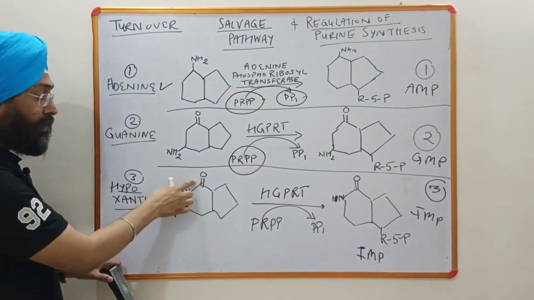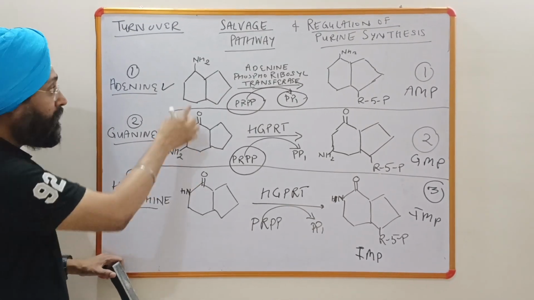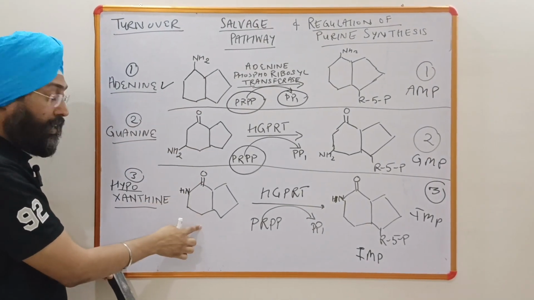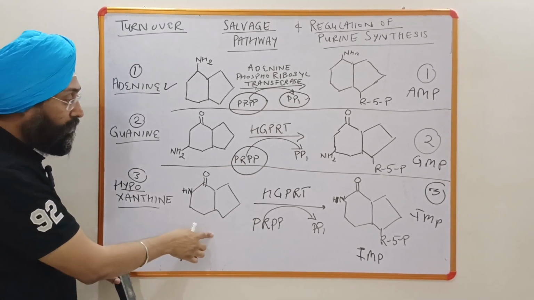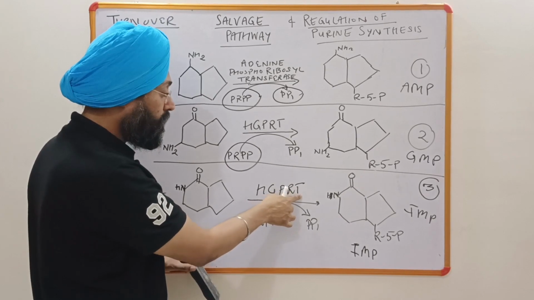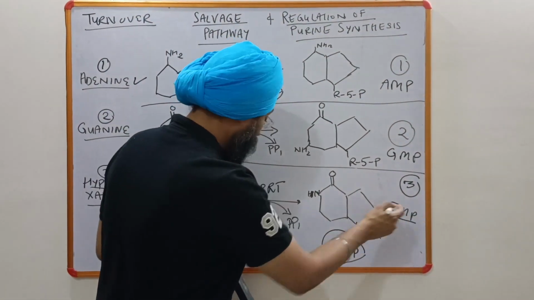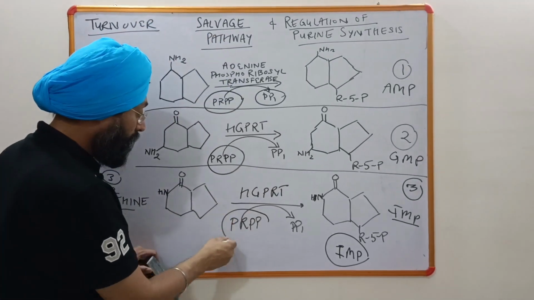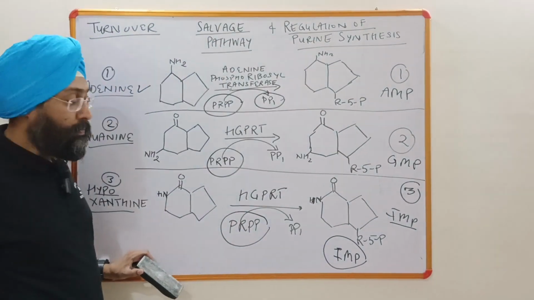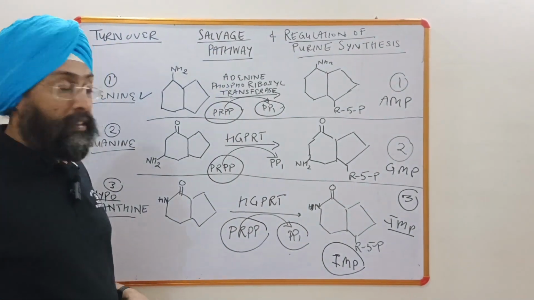Similarly, hypoxanthine is 6-oxypurine. When you replace the 6-amino with 6-oxy, you get hypoxanthine. Hypoxanthine, by the same enzyme hypoxanthine guanine phosphoribosyl transferase, will form IMP. In the same pattern we require phosphoribosyl pyrophosphate, and it is converted into pyrophosphate.